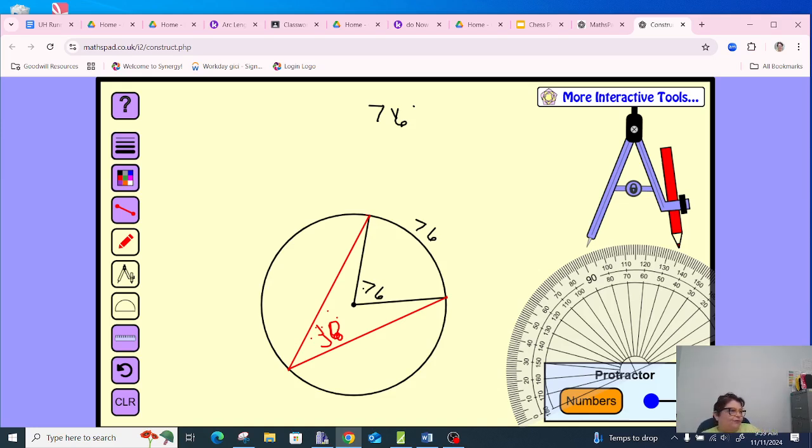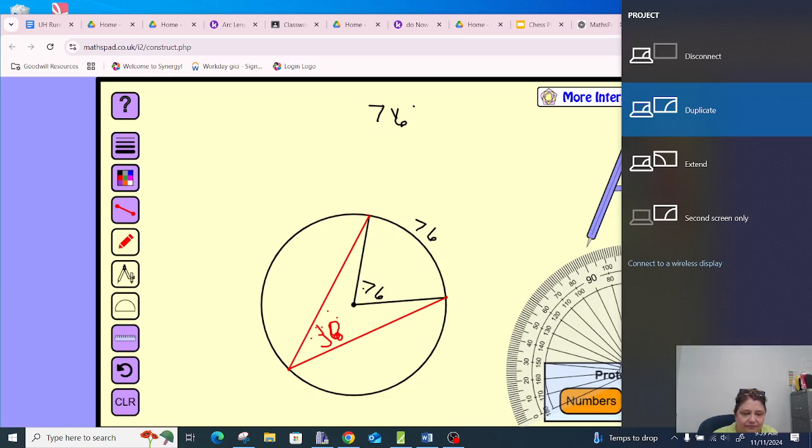Heidi said hers was 45. What is yours? 36. Was yours 72 degrees originally? Okay, what relationship are you noticing? It is half of the amount of whatever the central angle is. Did we all notice the exact same thing?